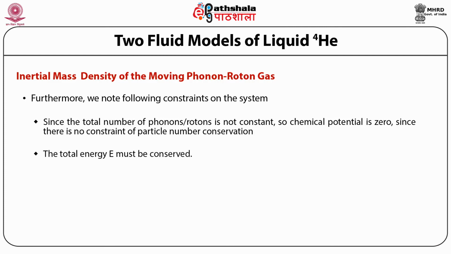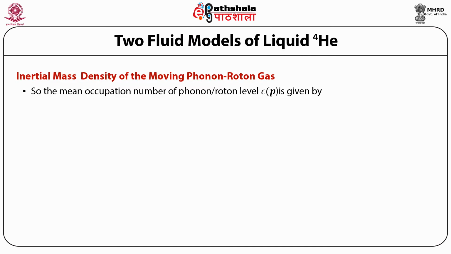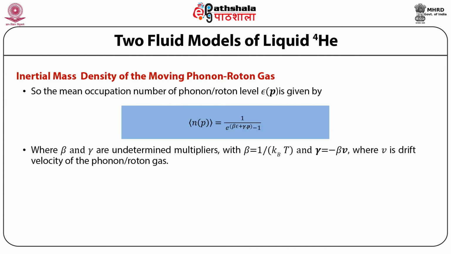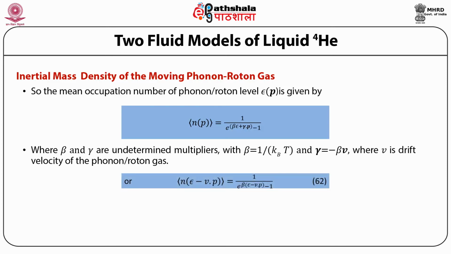Secondly, the total energy E must be conserved. Thirdly, the total momentum P must also be conserved. So the mean occupation number of phonon or roton level epsilon p is given by 1 upon e raised to power (beta epsilon plus gamma dot p) minus 1, where beta and gamma are undetermined multipliers, with beta equal to 1 upon kBT and gamma equal to minus beta v, where v is the drift velocity of the phonon or roton gas. Therefore, the mean occupation of the phonon or roton state is given by 1 upon e raised to power beta (epsilon minus v dot p) minus 1.